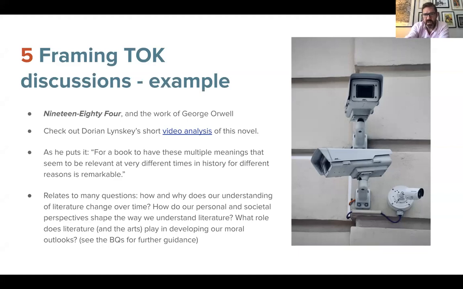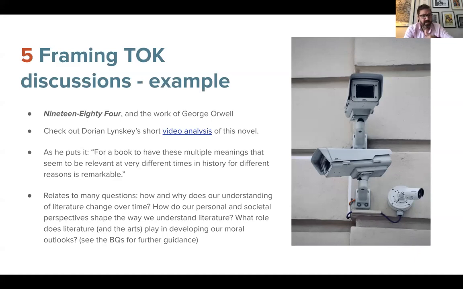And there's a fantastic video here, just a short 4.5 minute video by a guy called Dorian Linsky, and it's worth watching. He talks about how the meaning of this book has changed over time and how very different people have interpreted it and used it in completely different ways. So you have very left-wing groups using it as self-aggrandizement, but you also have very right-wing groups using it in the same way, and they both see completely different messages in it, which is just amazing.